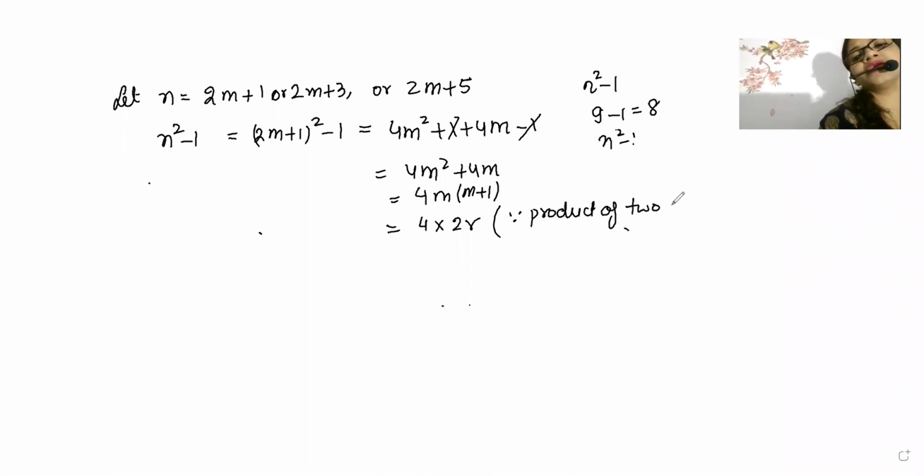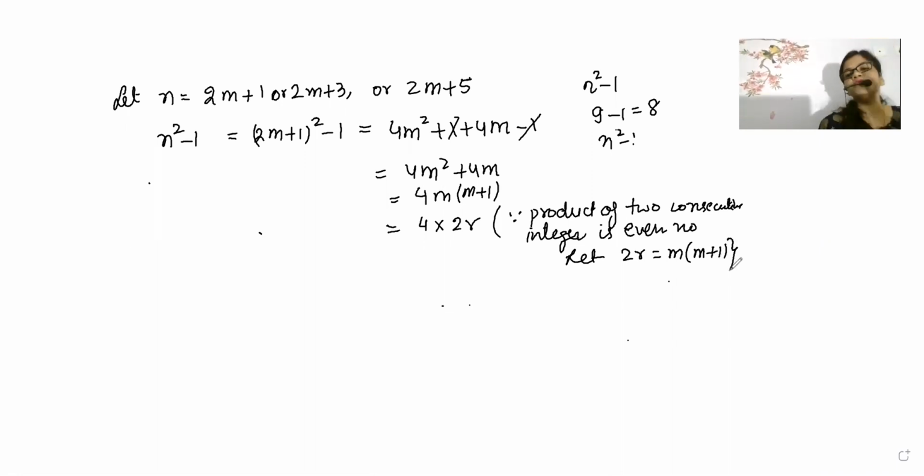two consecutive integers is an even number. Let us take 2r equal to m plus 1. That means we are supposing here that instead of m plus 1, we can keep 2r. Why can we keep 2r? Look here, I'm not going by the hit and trial method. That is not acceptable everywhere. So here you have to understand this point.